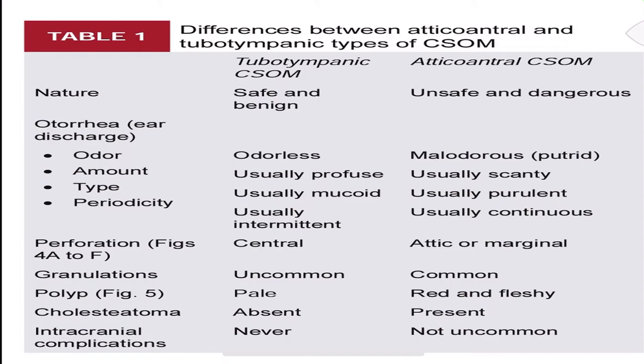Polyp is pale in tubo-tympanic, whereas in Attico-antral there is a red and fleshy polyp. Cholesteatoma is absent in tubo-tympanic. Here it is present, causing bone erosion. Intracranial complications can never happen in the tubo-tympanic type, whereas in Attico-antral it is also not uncommon. Okay, not uncommon means it might be present, it is quite common.